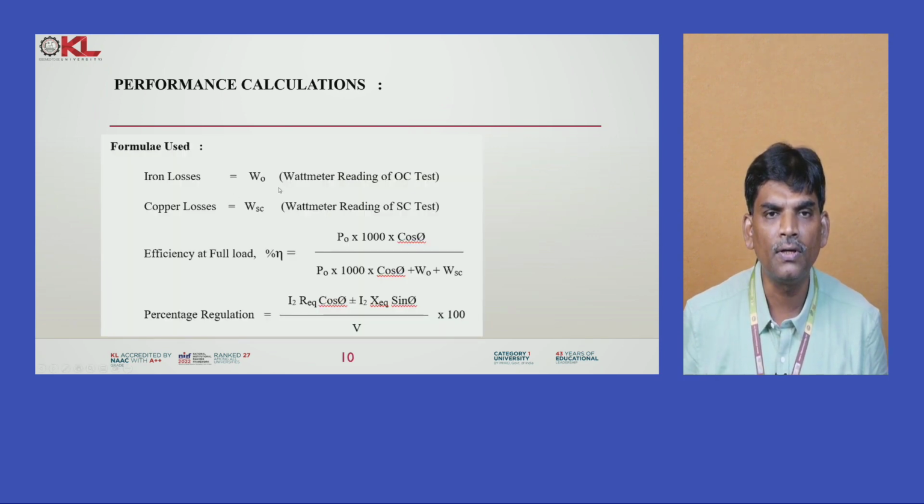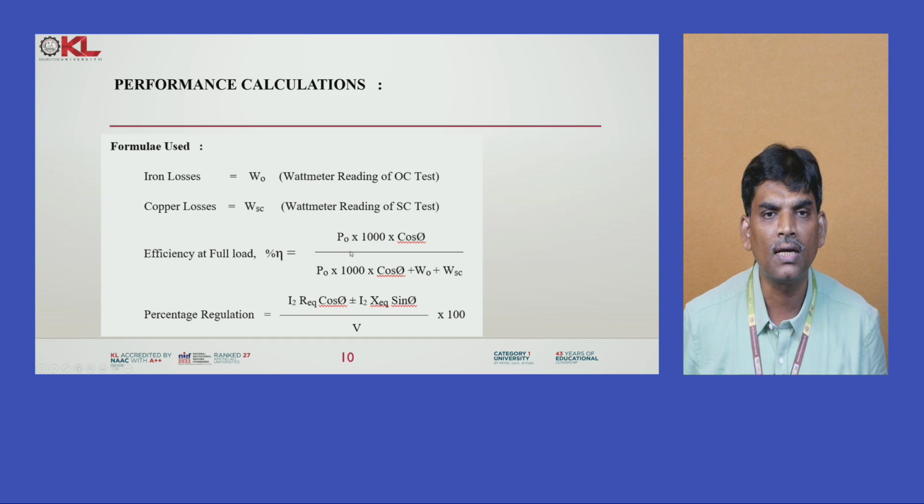Iron loss is equal to W0, taken from the OC test. Copper loss is taken from WSC, from the SC test. For the efficiency formula, the capacity of the transformer may be 1 kVA, 2 kVA, 3 kVA, 5 kVA, whatever it may be. In terms of kVA times 1000 it is converted to volt amperes, times cos phi, the power factor of the load, maybe unity power factor, cos phi equal to 1. We substitute these values, and output divided by output plus losses gives the efficiency of the transformer.